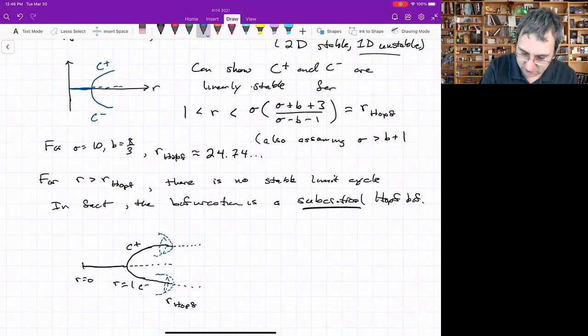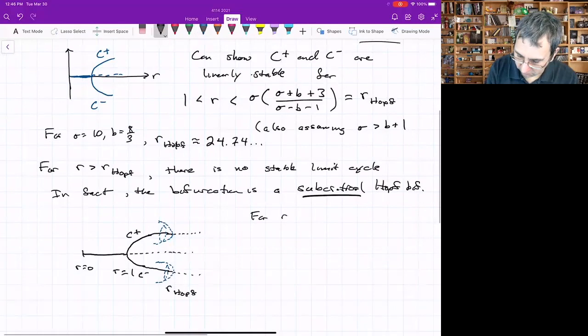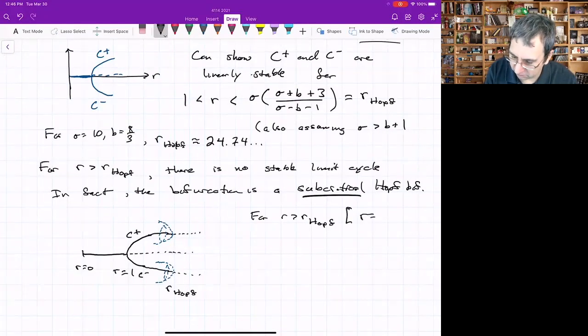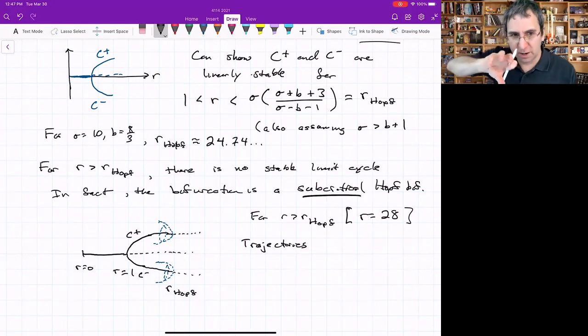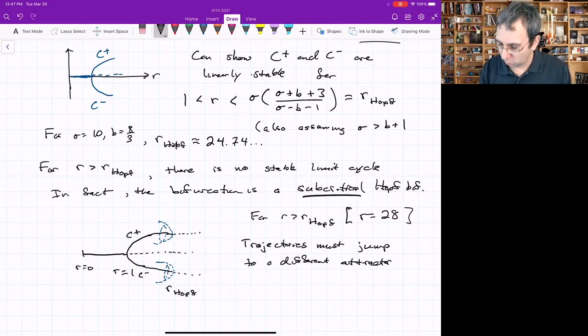So if we're out here for r greater than r Hopf, and Lorenz himself looked at r equals 28, so that's greater than r Hopf, everything's looking unstable. So where would trajectories settle down if everything seems to be unstable? So think of it as tuning the knob of r. Trajectories must jump to a different attractor, but what can it be?